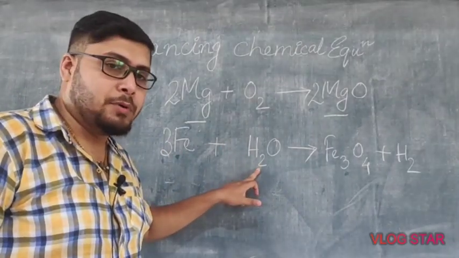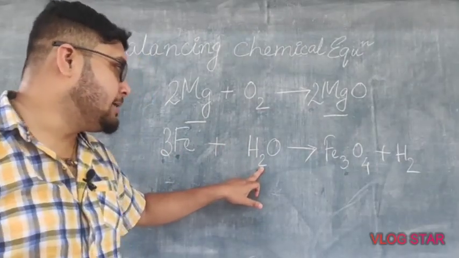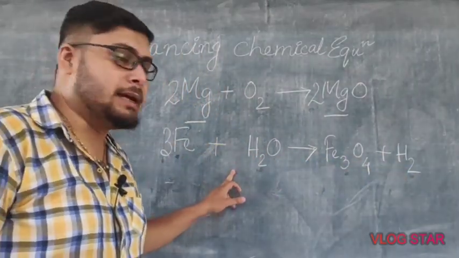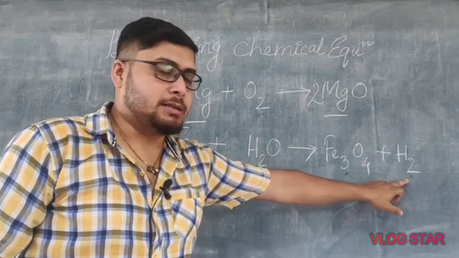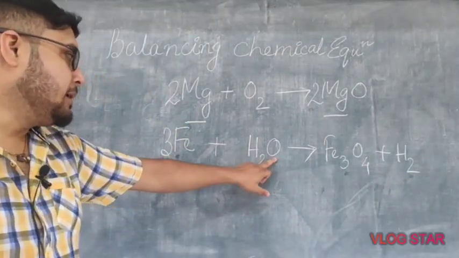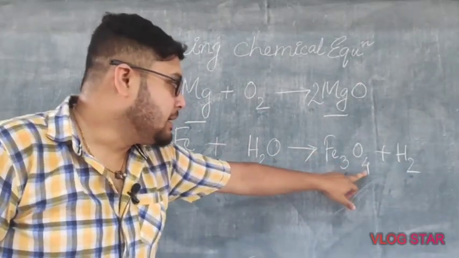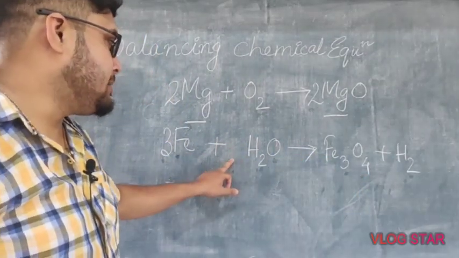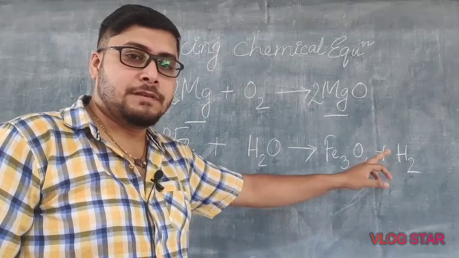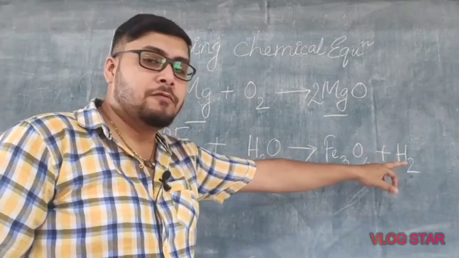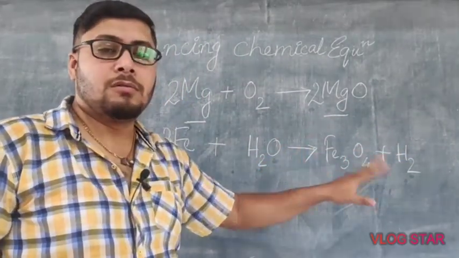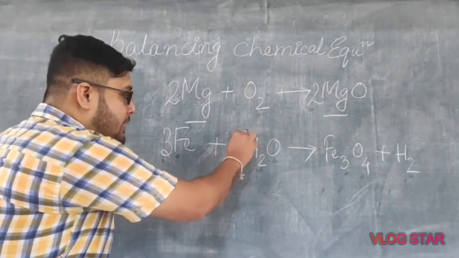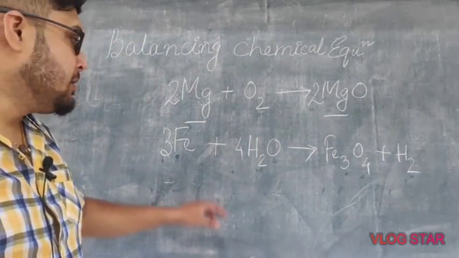Now come to the second point. There is 2 hydrogen, there is 2 hydrogen. Both are balanced in the reactant side as well as in the product side. Come to oxygen. Here is only 1 oxygen, here it is 4 oxygen atoms. So to balance this, we have seen that we cannot remove any oxygen atom or add any oxygen atom. So let us say we put here 4.